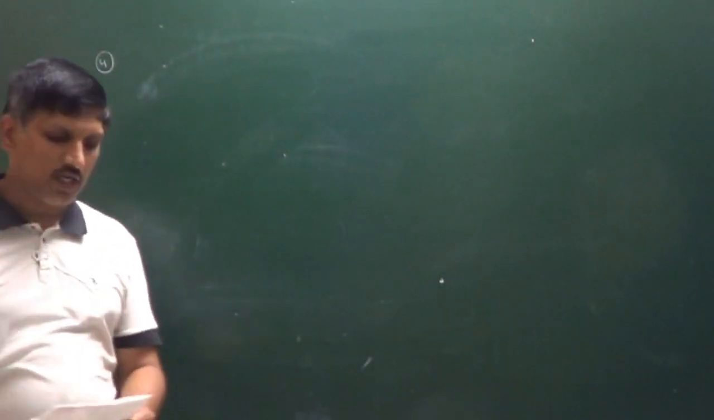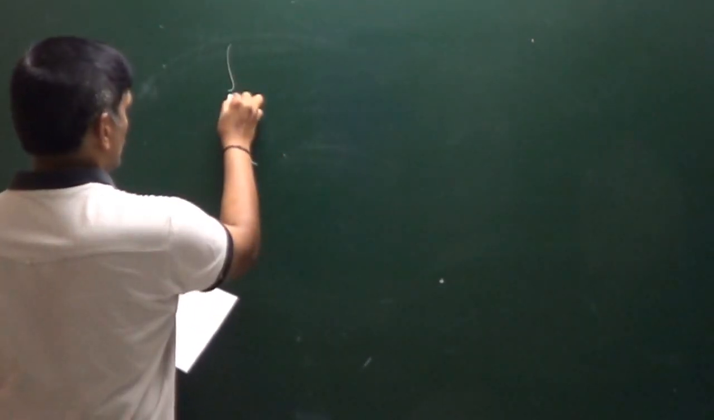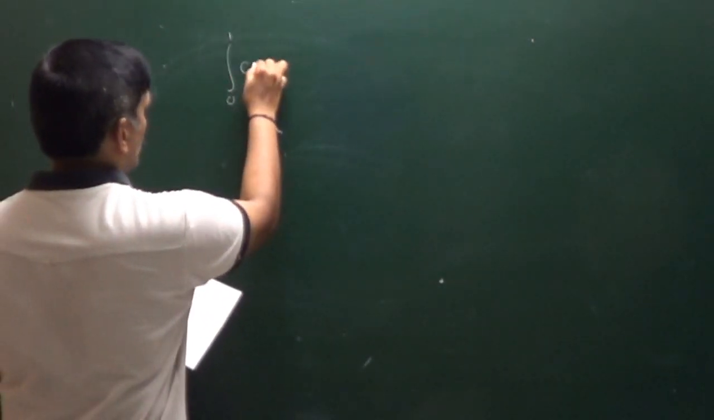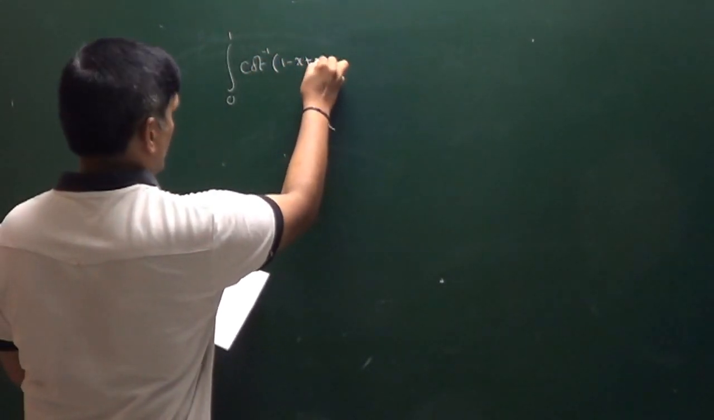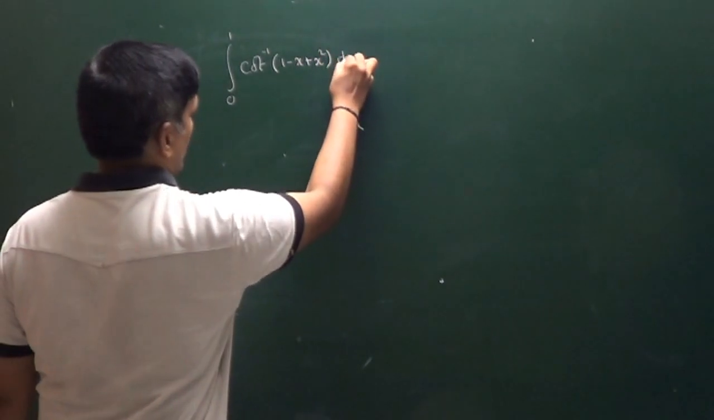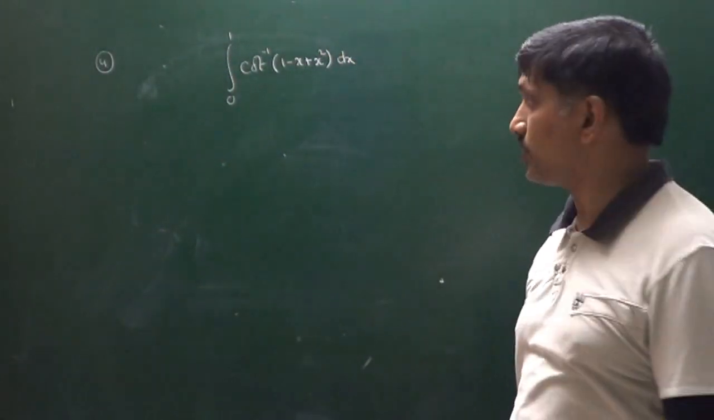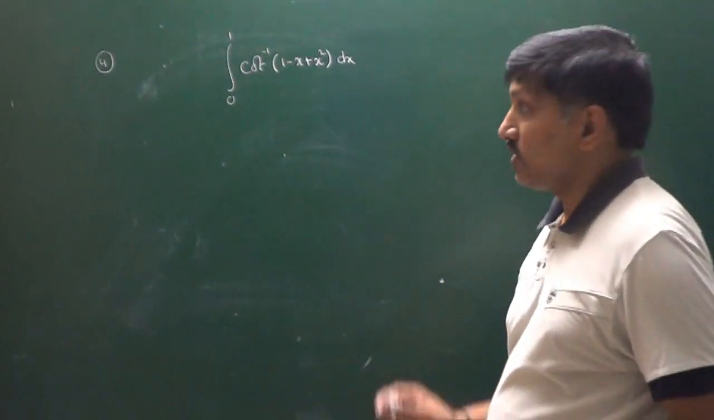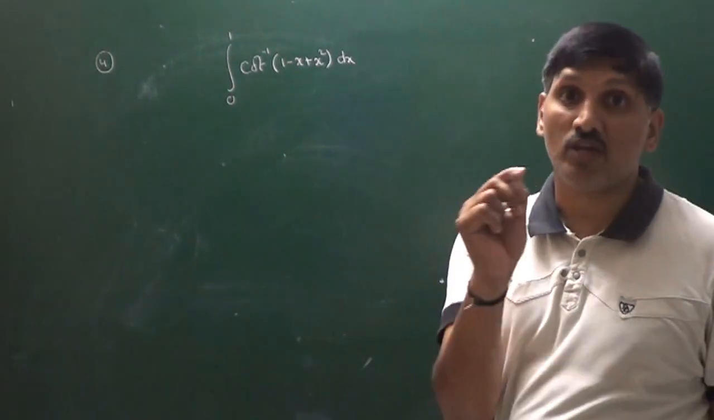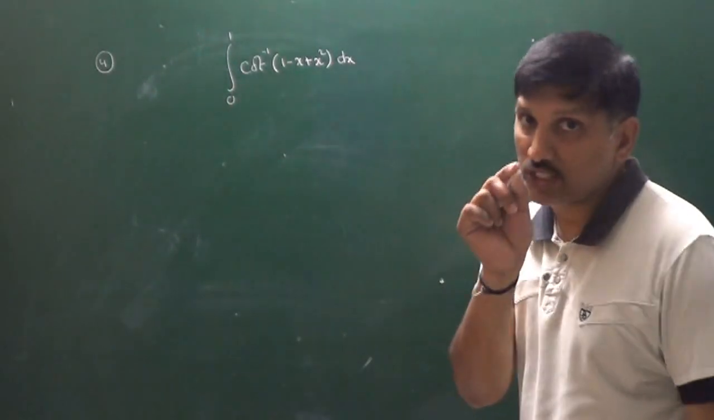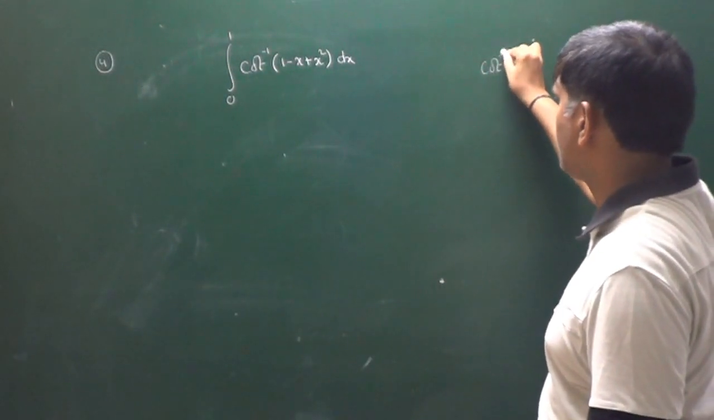So let's take another important model here. This is the question given: integral 0 to 1 cot inverse of 1 minus x plus x square dx. So it is a very important question given in previous years in IIT. Observe here. To do this question, because some of the students don't have an idea about the inverse trigonometric functions, that's why earlier also I discussed cot inverse x.